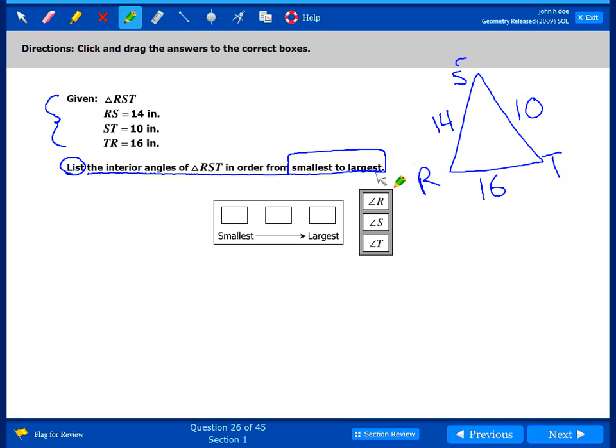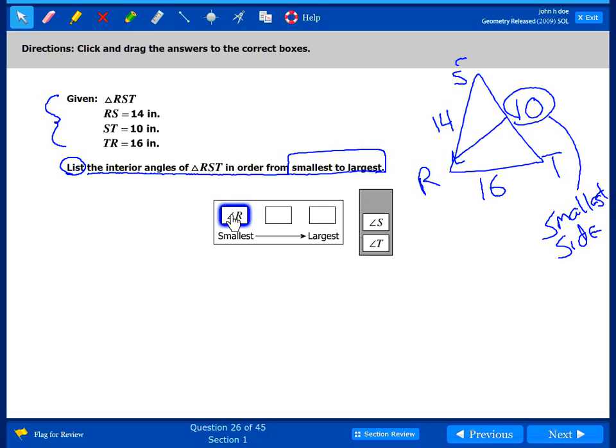So we're listing them from smallest to largest. So we find our smallest side. This is our smallest side. And we go across. So our smallest angle is going to be angle R. Our next smallest side is 14, so our next smallest angle is angle T. And our largest, 16, goes to S. So it should be angle R, angle T, and angle S.